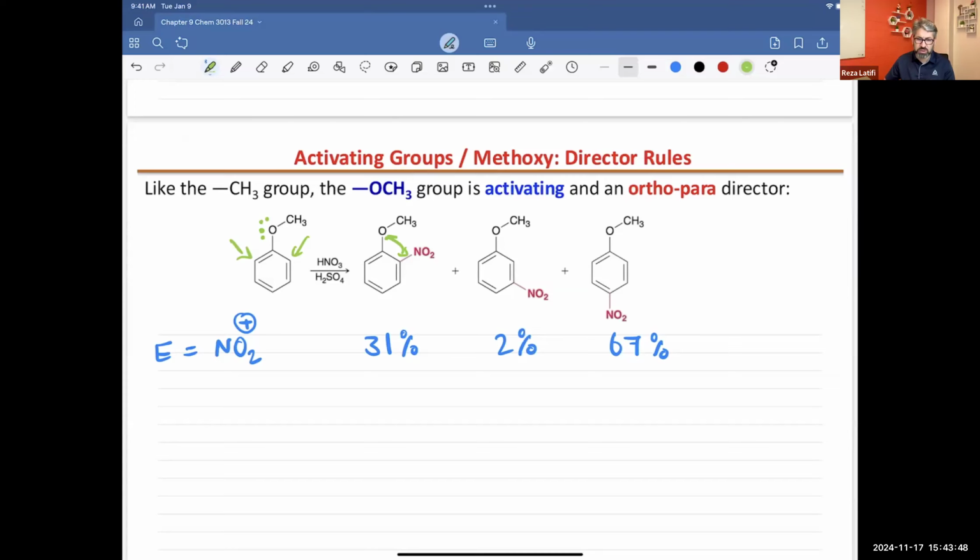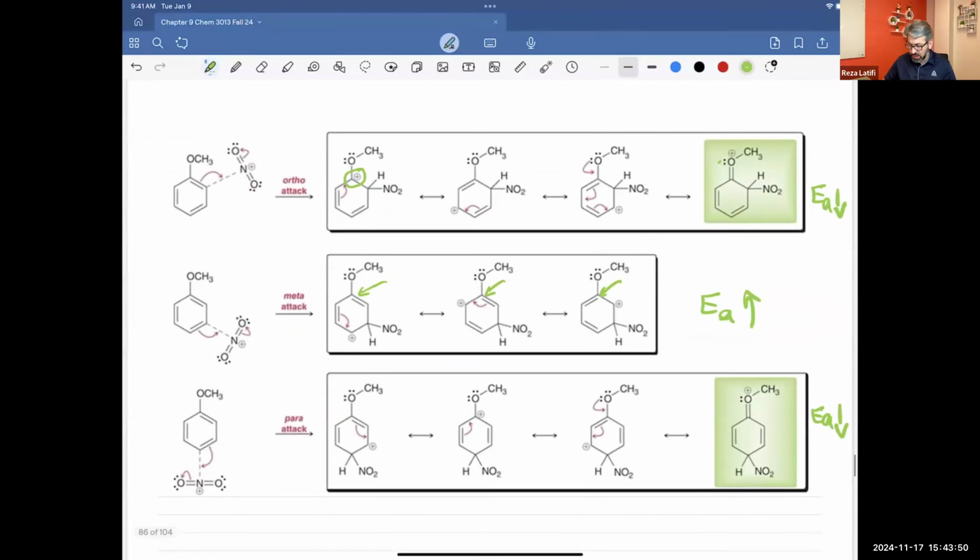Okay, because the activation energy went down, and we managed to stabilize the positive charge through sharing an electron lone pair from oxygen with the ring. And besides that, ortho has a steric effect, while para does not have any steric effect.